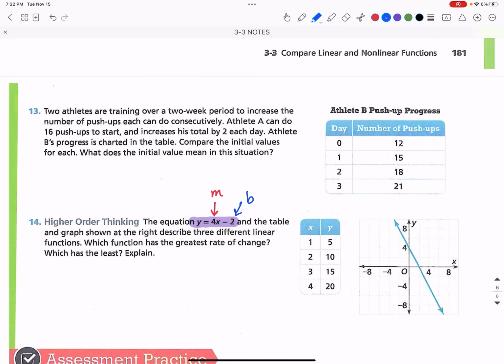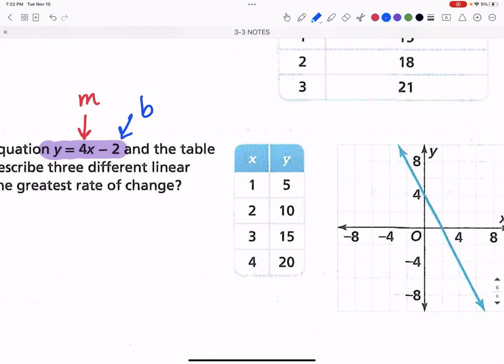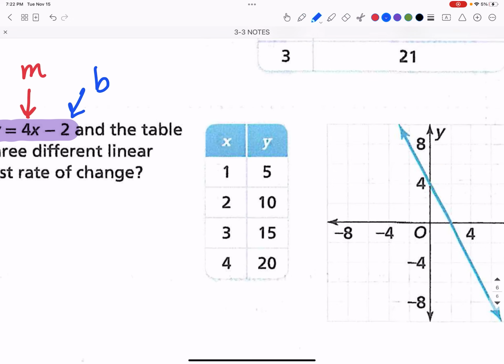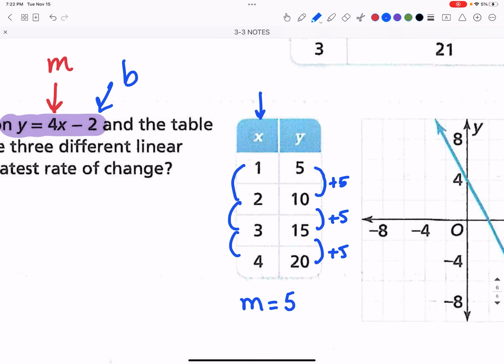We know that we can find an m anytime you have a table. You can find your m: plus 5, plus 5, plus 5, plus 1, plus 1, plus 1. So here our m is 5. Now again, how do we find our b here? First, look at the x's. They don't give you a gift of x equals 0.